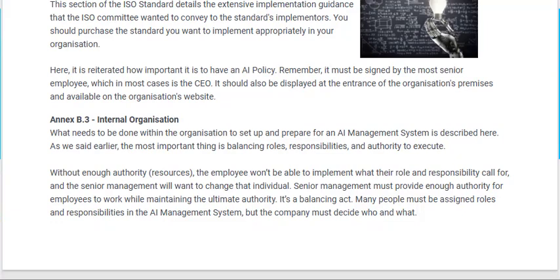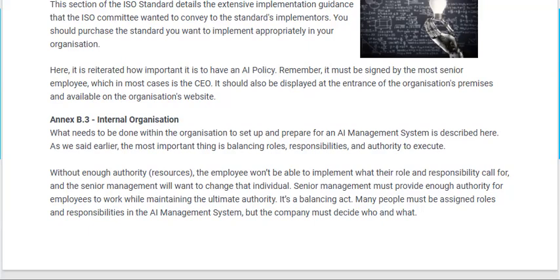Senior management must provide enough authority for employees to work while maintaining the ultimate authority. It's a balancing act. Many people must be assigned roles and responsibilities in the AI management system, but the company must decide who and what.